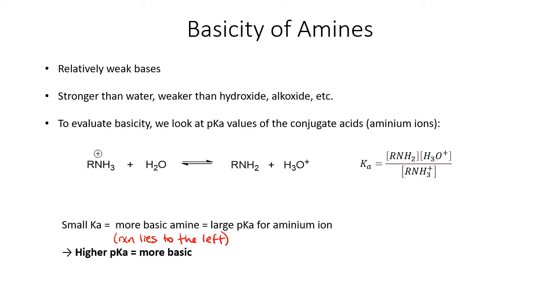So for an amine to be more basic, it means that it's more likely to be protonated and exist in the aminium ion form. So a small Ka means that there's a higher concentration of aminium ion, which represents a larger or stronger base. Now a small Ka corresponds to a large pKa for the aminium ion. So the main thing you need to take away from this is that the higher the pKa corresponding to an amine, the more basic it is.